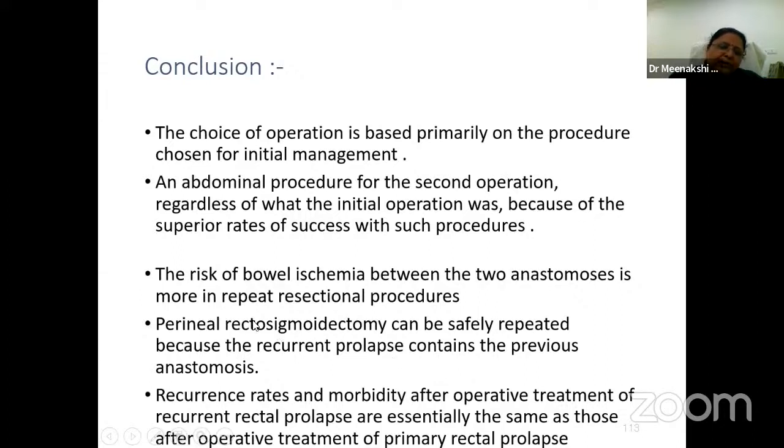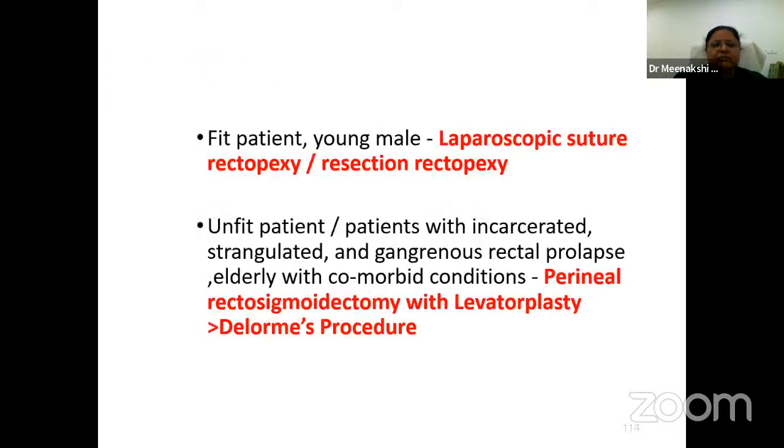So we can go ahead again with the resection rectopexy, and the recurrence rates and the morbidity after operative treatment of recurrent rectal prolapse are essentially the same as those after operative treatment of the primary rectal prolapse. So that you should tell the patient beforehand.